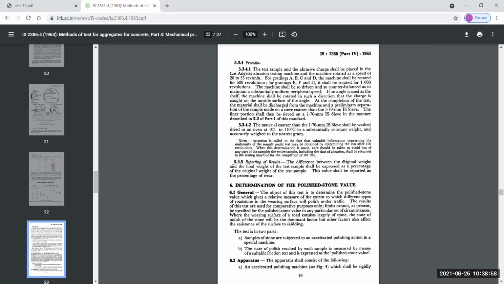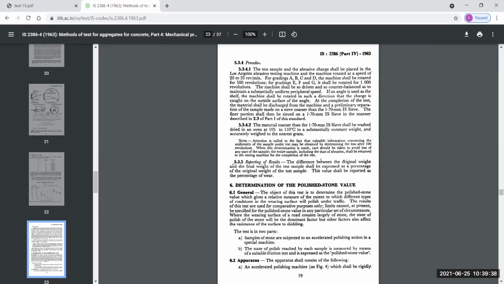So the rotation given to the machine is 20 to 33 revolutions per minute for gradings A, B, C, D, E. For gradings A, B, C and D, the machine shall be rotated for 500 revolutions. For gradings E, F and G, it shall be rotated for 1000 revolutions. Because A, B, C and D grade aggregates are not very hard, we give fewer revolutions. So particularly for gradings A, B, C and D, we give 500 revolutions for our aggregate.